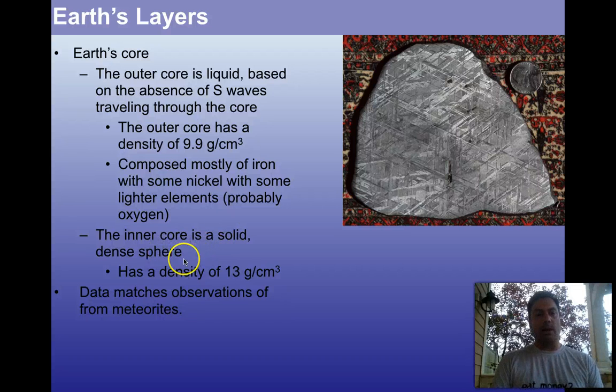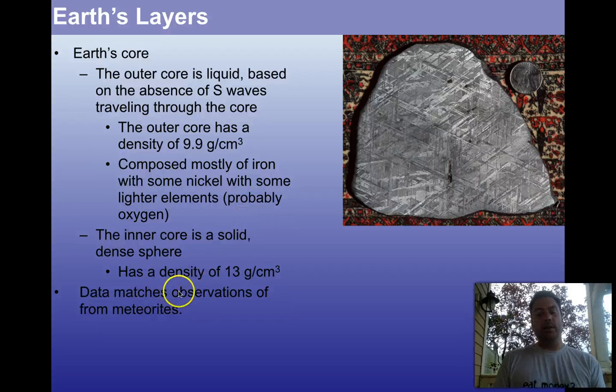The inner core is a solid, dense sphere, and it has a density of 13 grams per centimeter cubed. To give you an idea, gold is just under 20 grams per centimeter cubed, so it's still a pretty dense material down there, but it's not quite as dense as, say, gold. But it's about iron. Think of an iron ball in your hand and how dense that is. And basically, this data matches observations from meteorites, right?